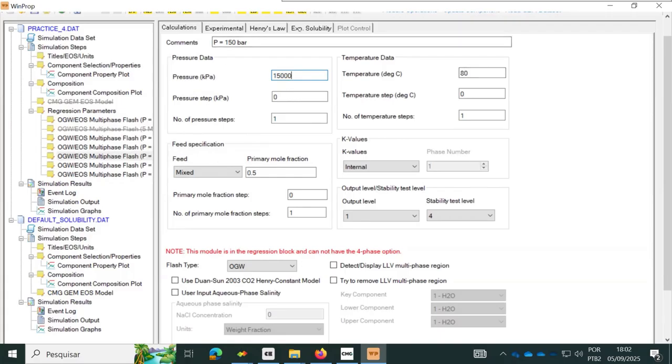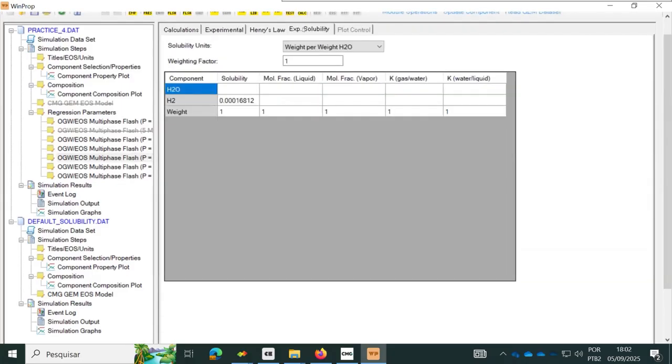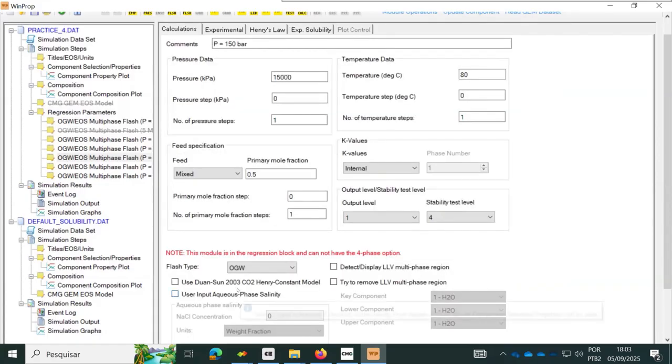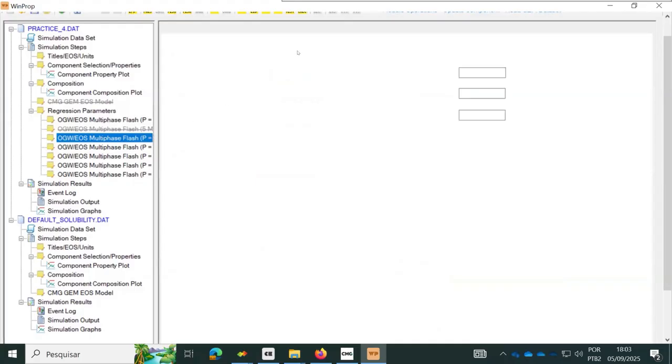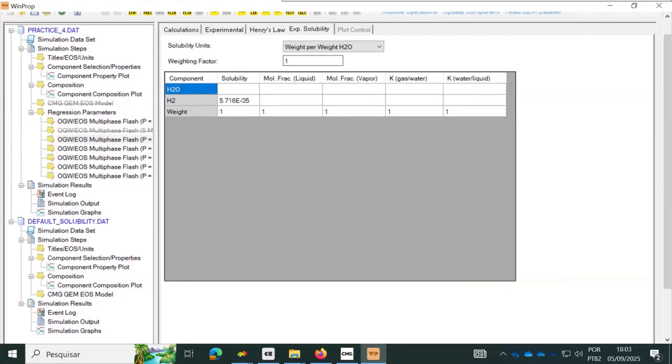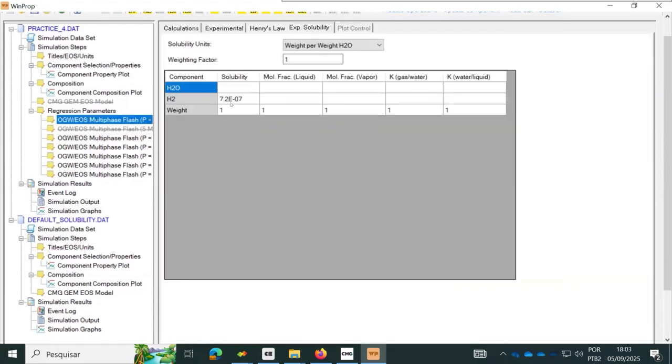The experimental data is here in the fourth tab. In the fourth tab, you can input the experimental data for your project. So I got the data measured for hydrogen, and I input it here. The first one is for this pressure, this number. If I increase the pressure, I expect an increase in the solubility. Take a look here. Now the number is greater than the previous number.